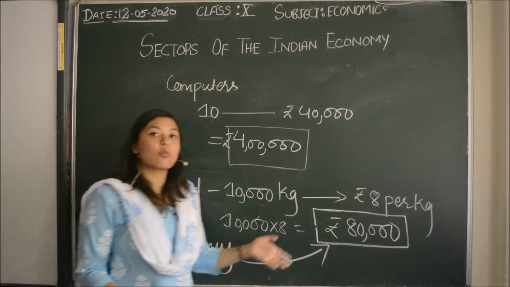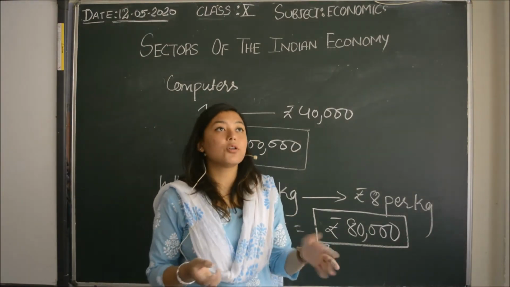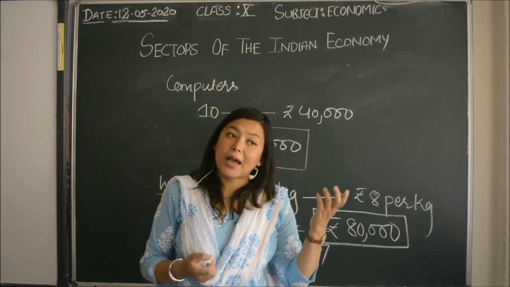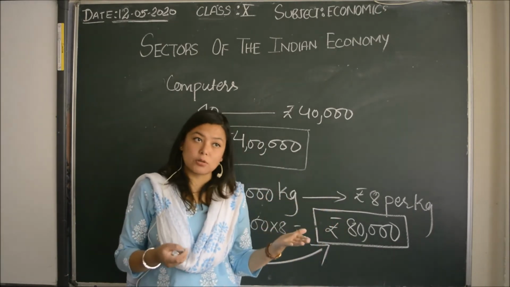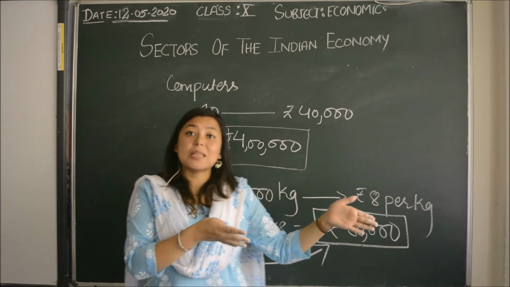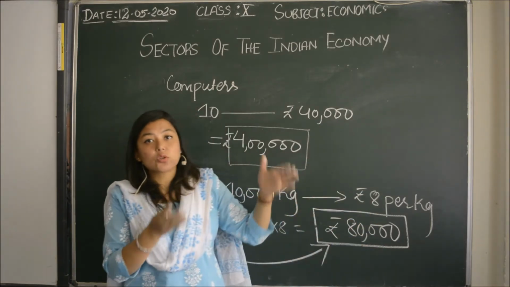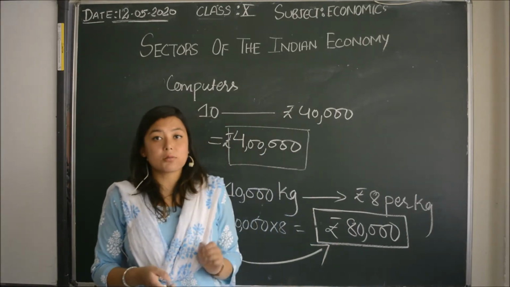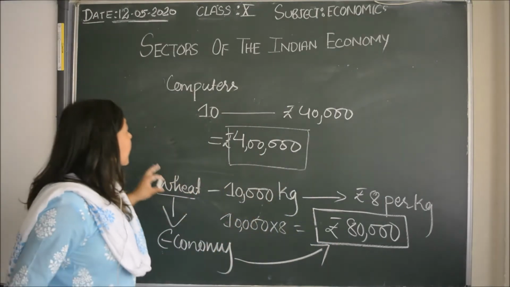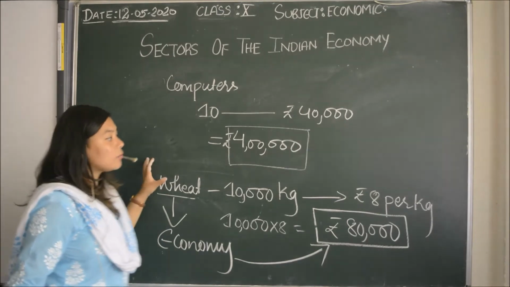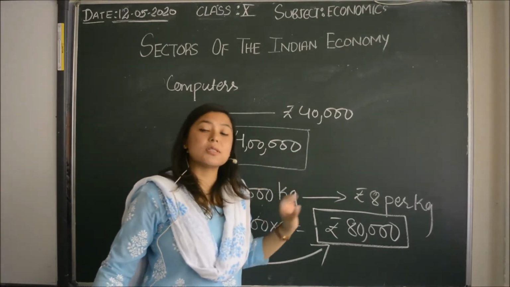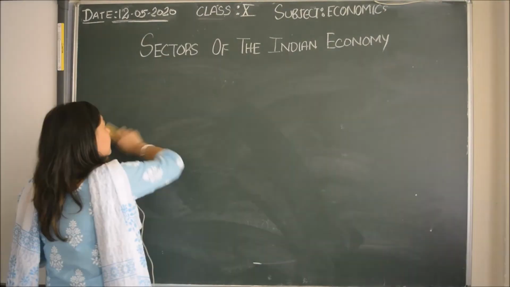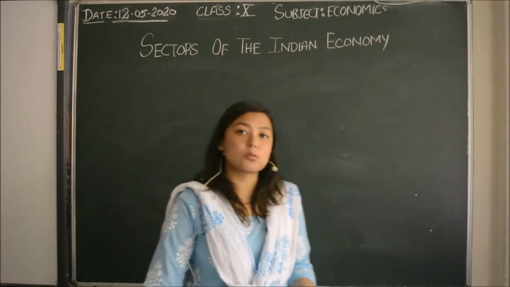In the same way, if you go through your book later on, you can see they have given the example of coconuts. 5,000 coconuts have been produced and sold at rupees 10, which means the total valuation of coconuts is rupees 50,000. So here we understood that only the valuation of goods and services is to be added to the economy.